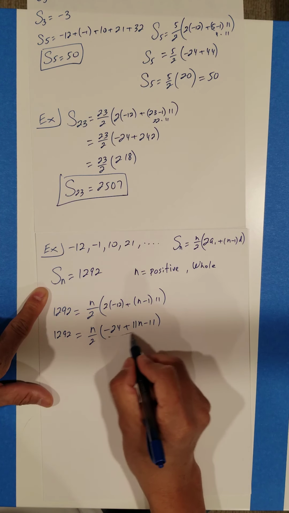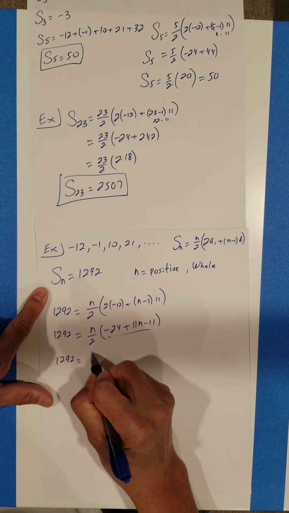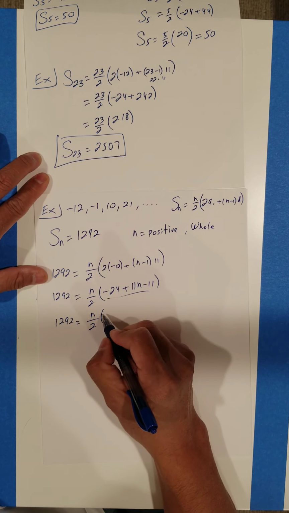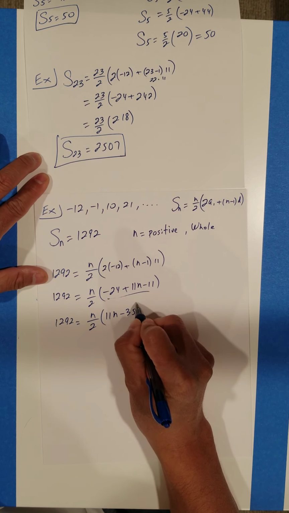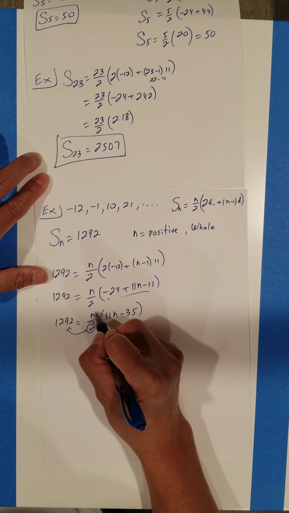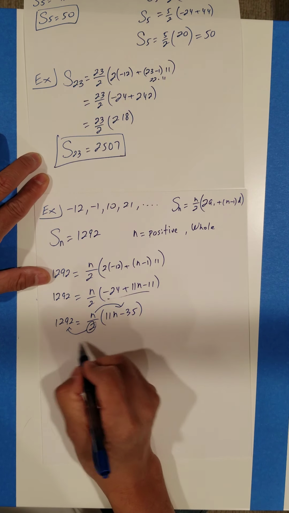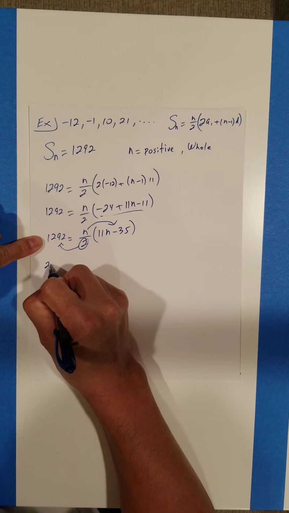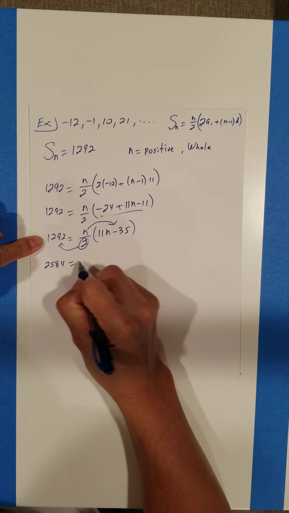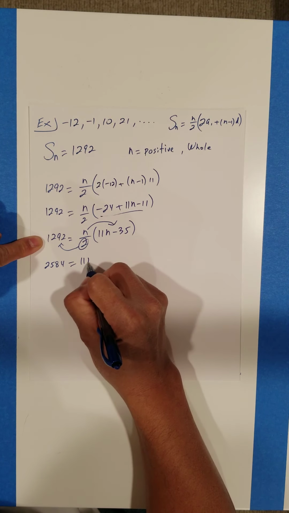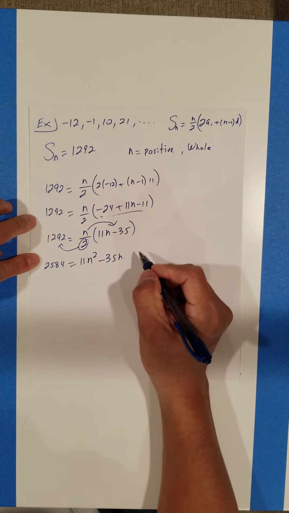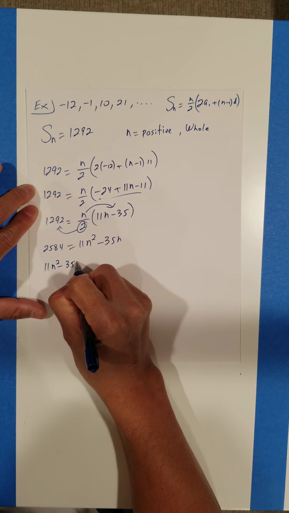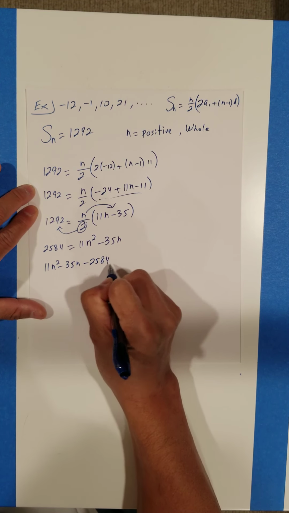So simplifying this part, I get 1,292 equals n over 2, I get here 11n minus 35. Okay, so what I'm going to do is my yin and my yang. Yin, I'm going to take the denominator. I'm going to multiply over here to the left-hand side. So 2,584. My yang, I'm going to take a numerator, distribute n. 11n squared minus 35n. Okay, so now this becomes a quadratic equation. So 11n squared minus 35n minus 2,584 equals 0.